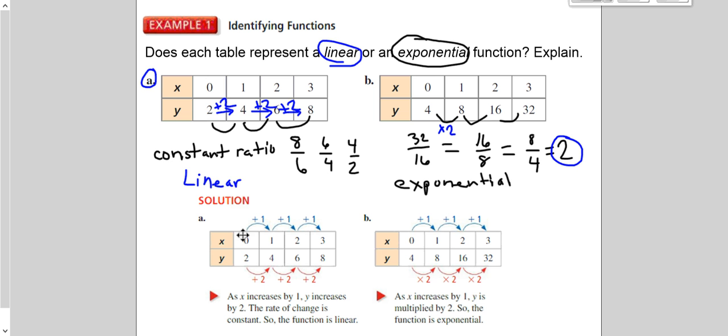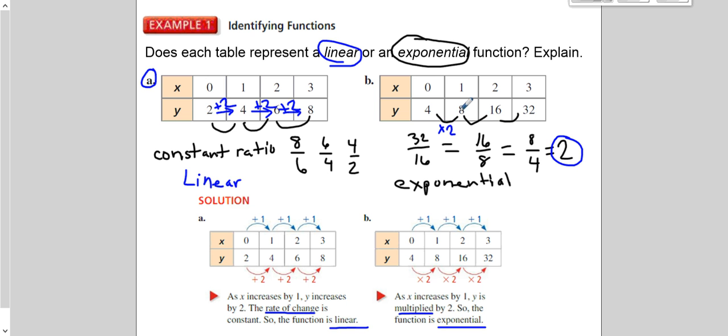It's always a good idea to check to make sure your x's change by the same number before you even start to compare the y's. That's an important part of the process. As x increases by 1, y increases by 2. The rate of change is constant, so the function is linear. That's a constant rate of change, but it's adding each time. Over here, b, as x increases by 1, y is multiplied by 2, so the function is exponential.